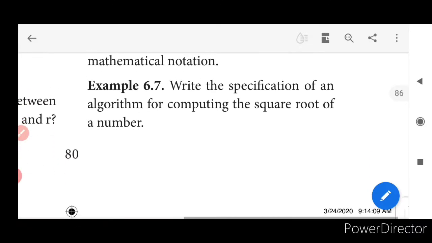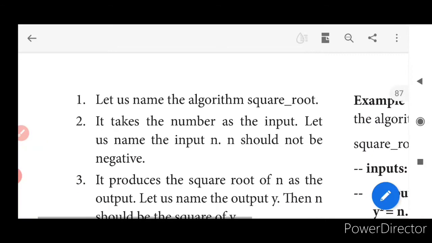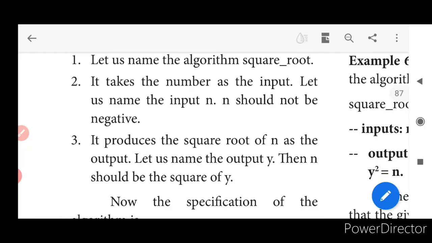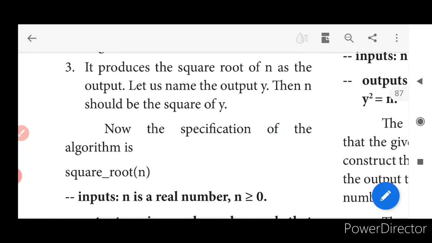Write a specification of an algorithm for computing the square root of numbers. So how do you calculate square roots? Now the name of the algorithm is square root. It takes a number as input. Let us take an input n. n should not be a negative number for taking any square root. It produces the square root of n as the output. Let us name the output as y. Input is n and output is going to be y. Then n should be the square of y.